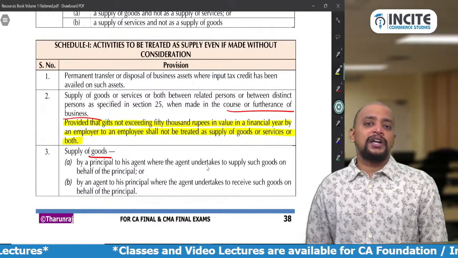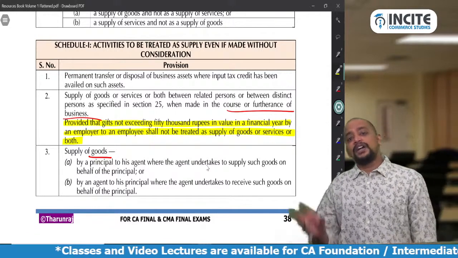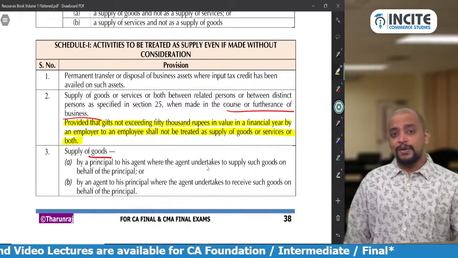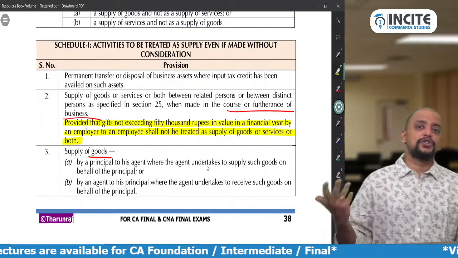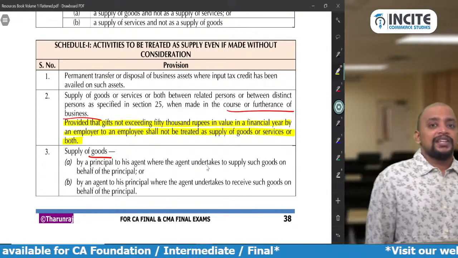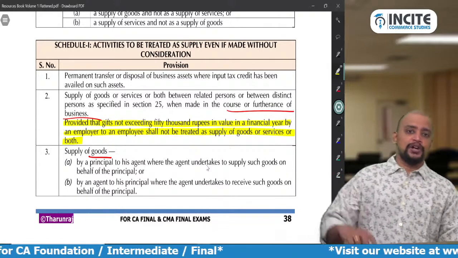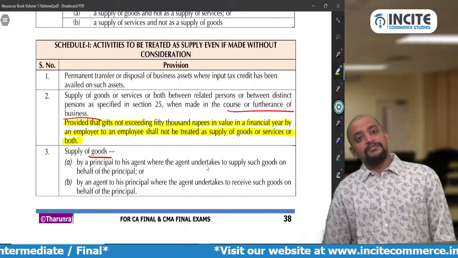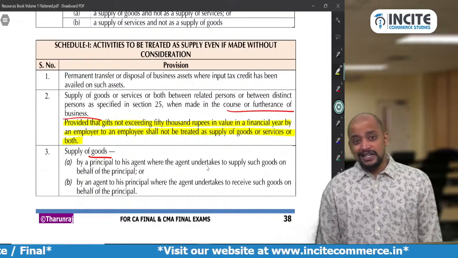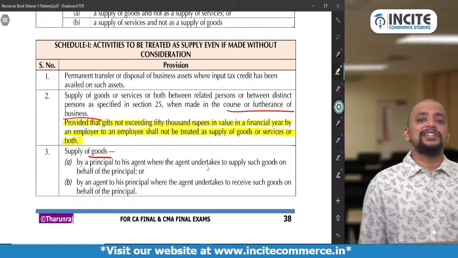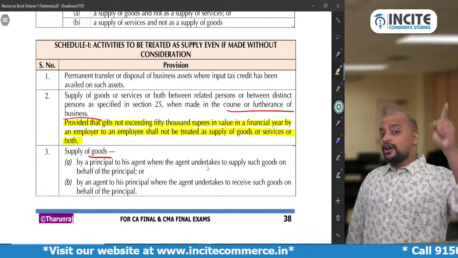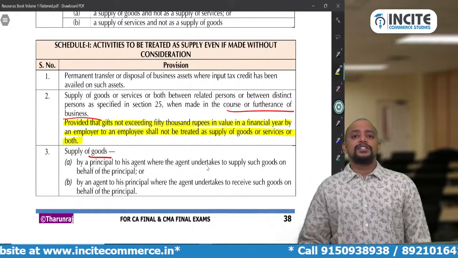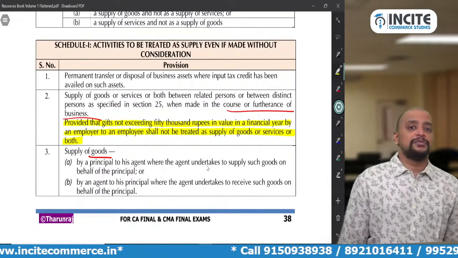Suppose the employee has joined during the financial year; then we should take only that part of the financial year. For example, if he joined in October, then from October to March only, whatever gifts are given should be taken into account. So it is 50,000 per annum per employee, less than or equal to 50,000. What if it goes beyond 50,000? Is it entirely treated as supply and chargeable to GST? Yes, because they use the words 'not exceeding 50,000'. If it exceeds 50,000, this proviso is not applicable. Consequently, it's a related party transaction and chargeable to GST.